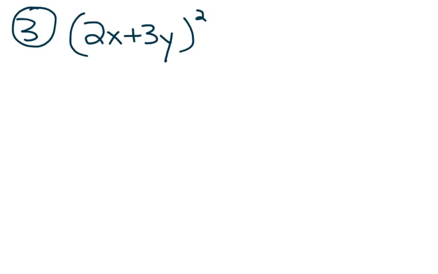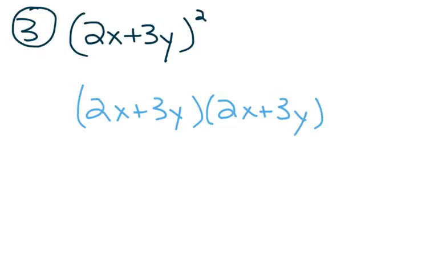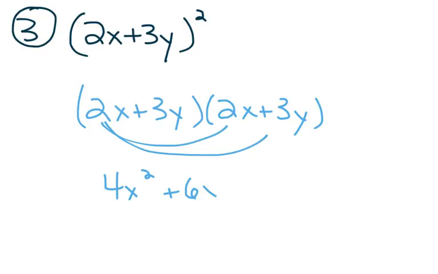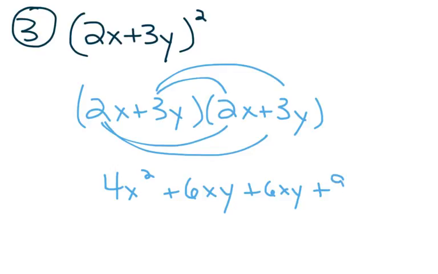This problem gets students every time, and it's kind of depressing. I know you want to distribute the power 2, so you want to make it 4x squared plus 9y squared. It's just not. You have to write this twice. You have to write 2x plus 3y, 2x plus 3y, because squaring means multiplying it by itself. And then you have to FOIL it. 4x squared plus 6xy plus 6xy plus 9y squared. The middle terms are like terms. They combine, and they become 12xy.